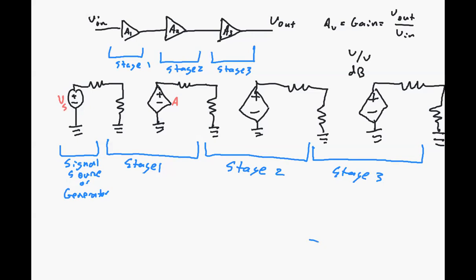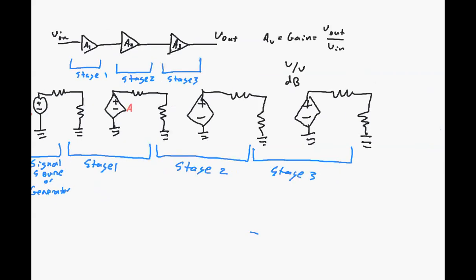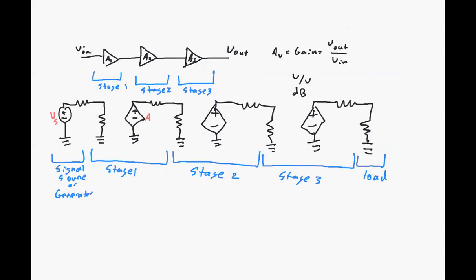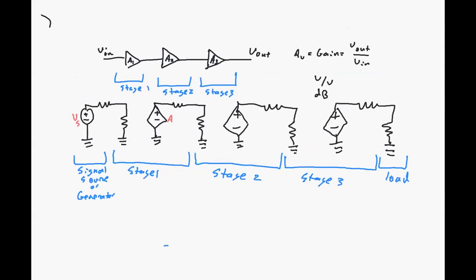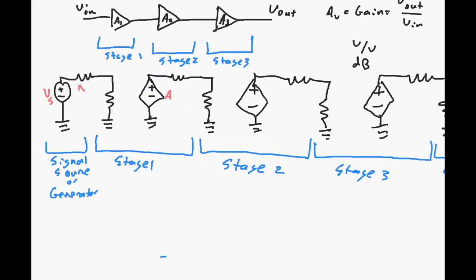There's lots of reasons to have multiple stages. It could be that that's the only way we can get some aspect of the performance. It could be that we can save more money by doing it that way. There's lots and lots of reasons. So the signal generator, the source, it has its own source resistance.